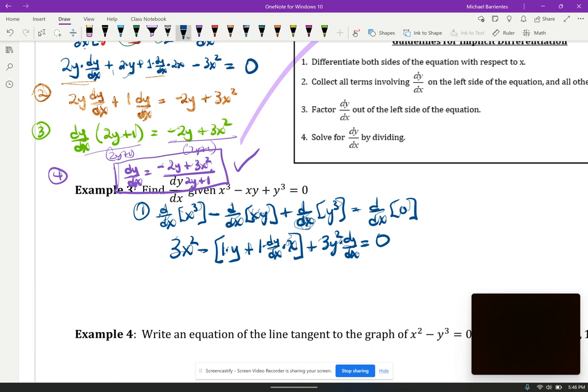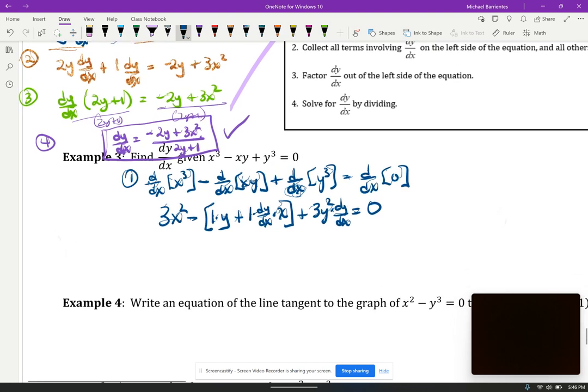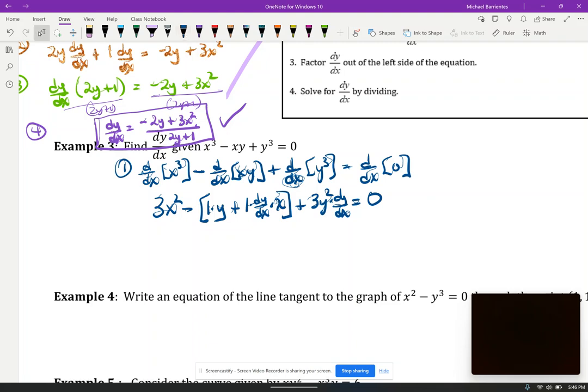And I've stopped. I'm done with step number one. Step number two says, all right, move everything that doesn't have a dy dx to the other side, and keep everything that does have a dy dx on one side. Well, this doesn't have a dy dx, so it's going to go over. I got to be careful here because I'm subtracting 1y.